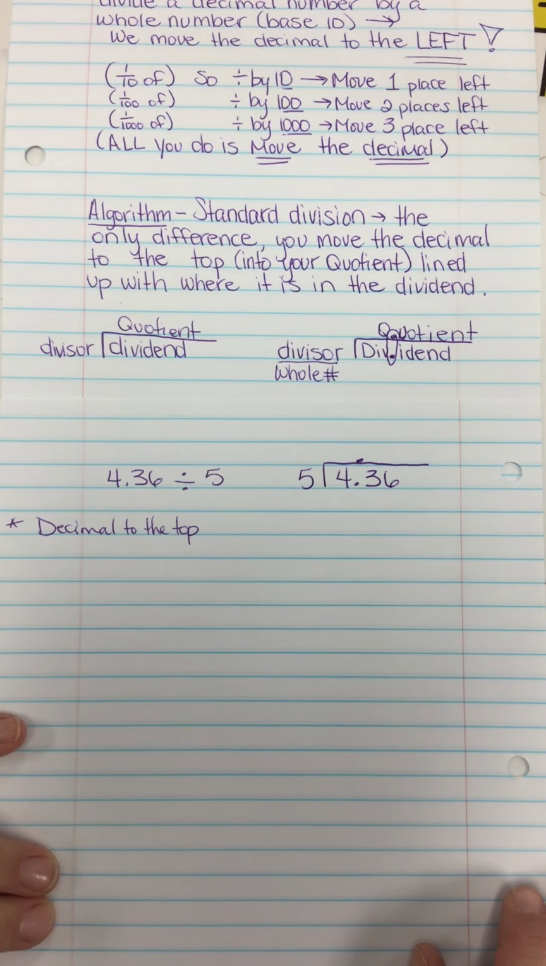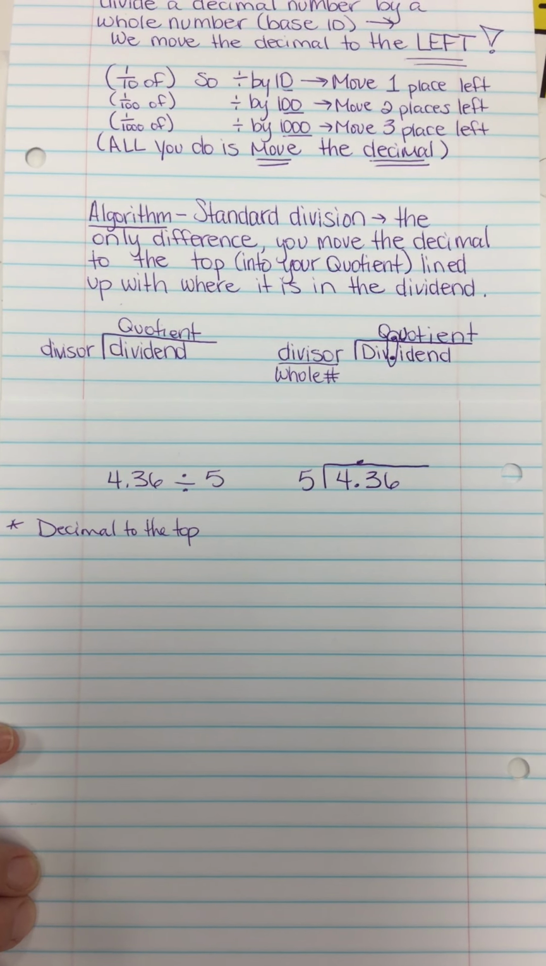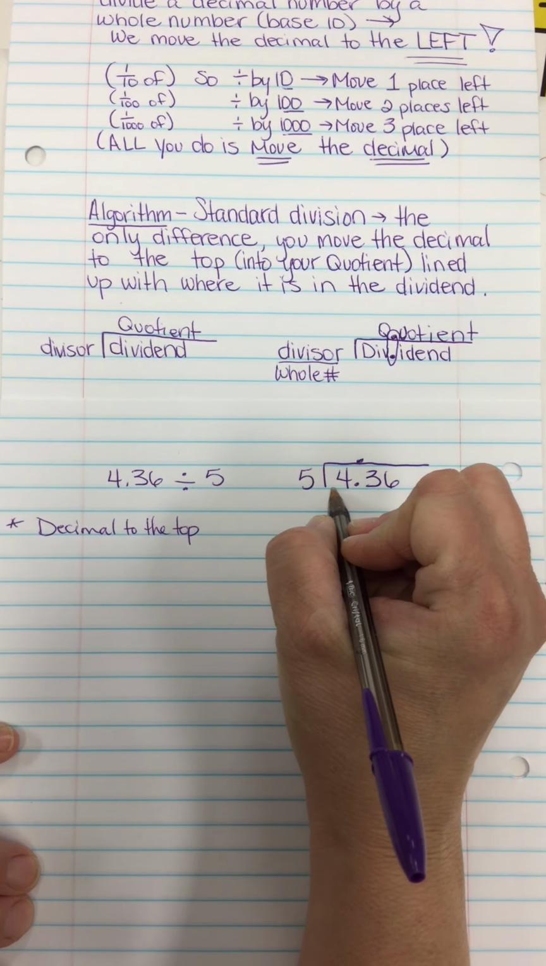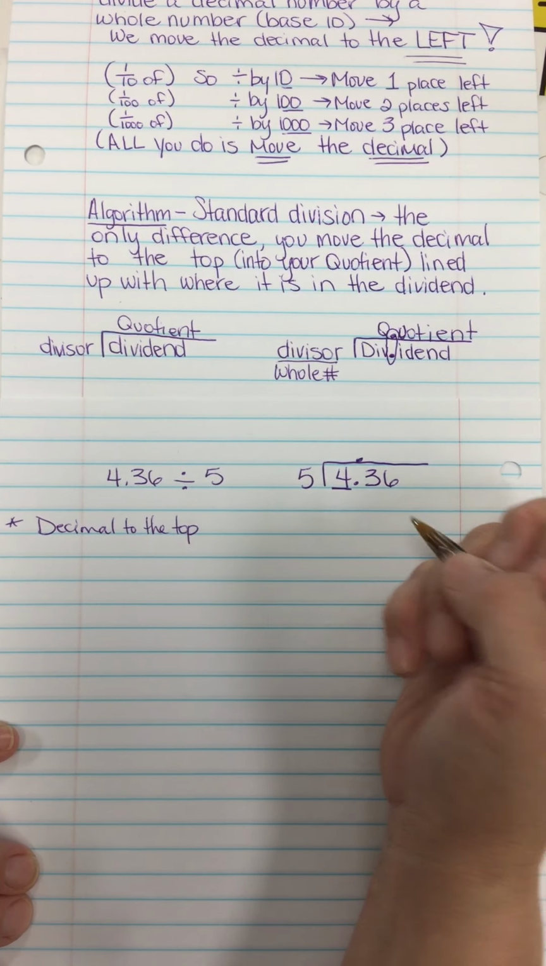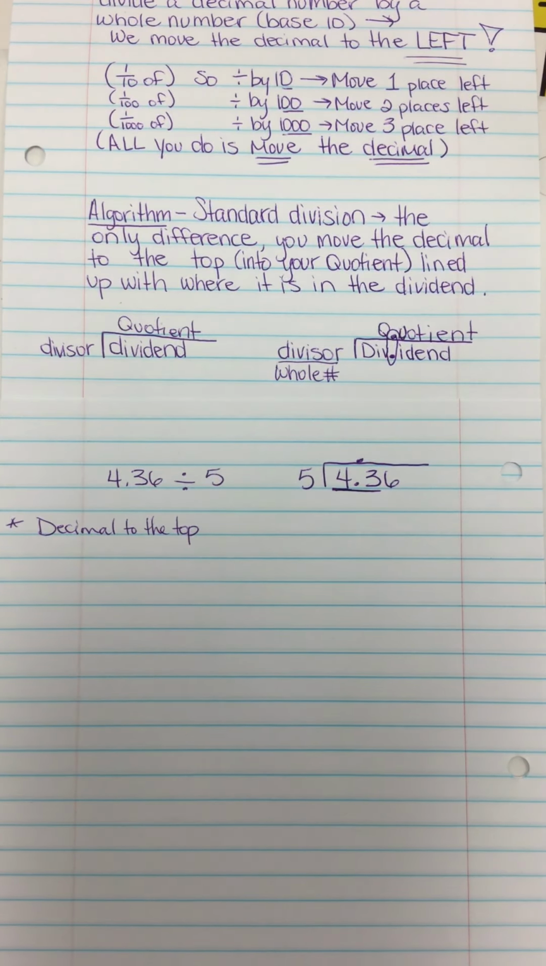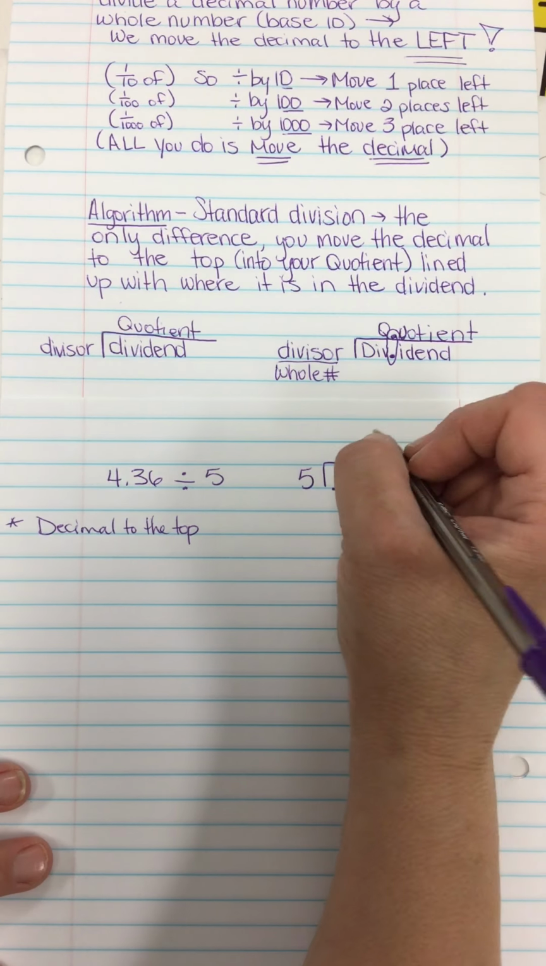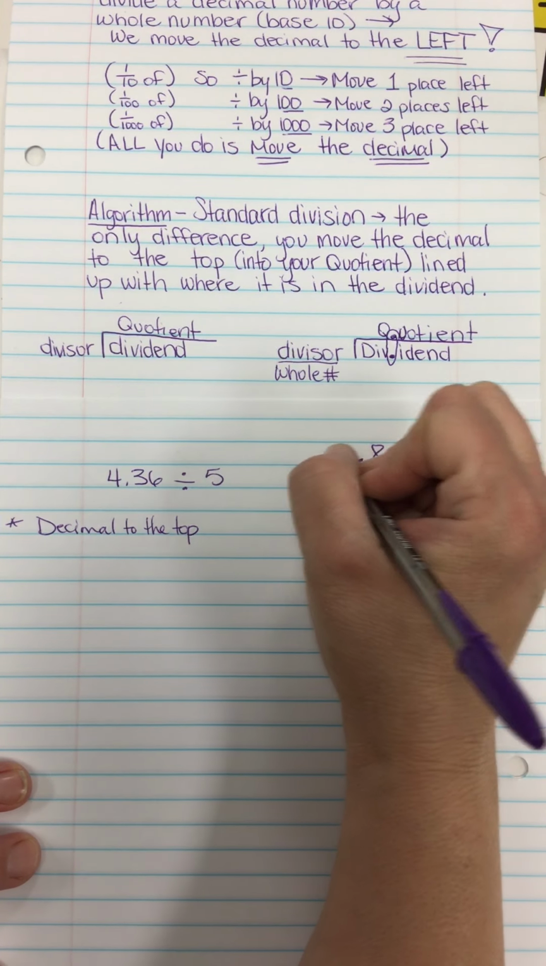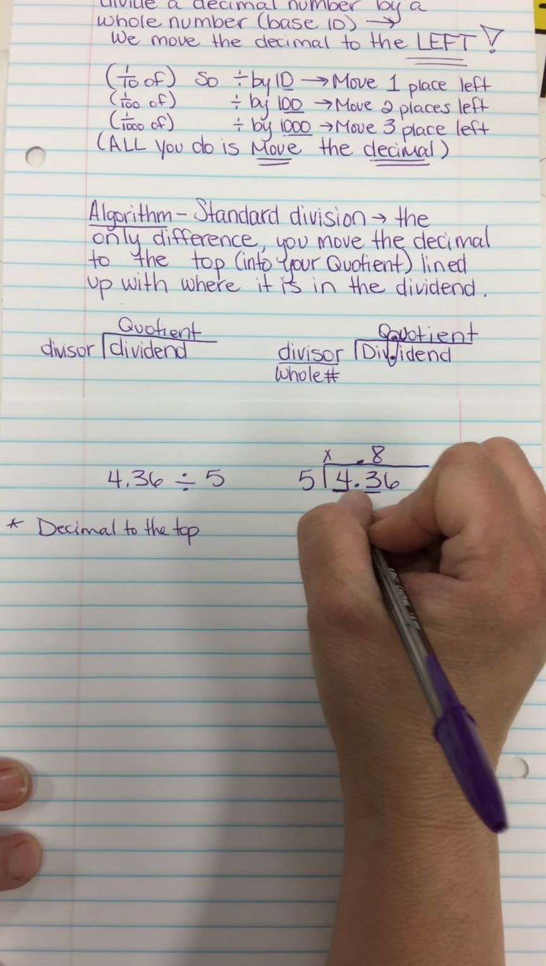Okay, first thing is bring the decimal to the top. Then we're going to divide just like we normally would. 5 can't go into 4, so I'm going to underline 43. 5 can go into 43 8 times. So I'm going to put an 8 here. 8 times 5 is 40.